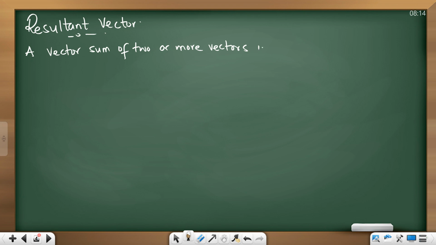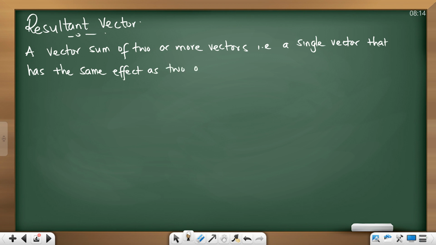That is, a single vector that has the same effect as two or more vectors. A resultant vector is a vector sum of two or more vectors. So you can have two or more vectors. When you add them together, we are going to then talk about a resultant vector.